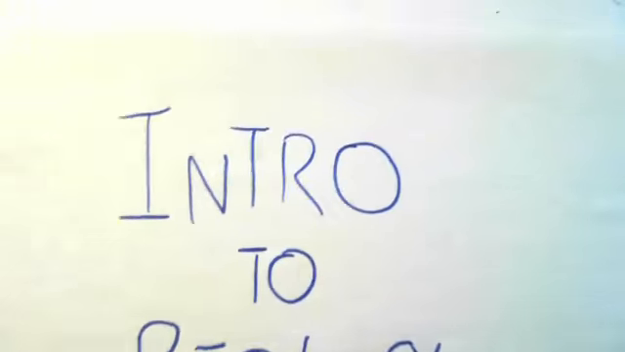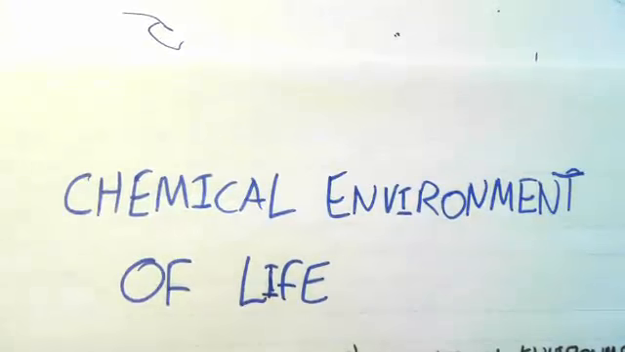So we'll dive straight into our first topic in biochemistry, and that's the chemical environment of life. It's quite important to consider what sort of chemical environment life exists in, because it has a profound impact on the chemical reactions that occur in life and the type of molecules we see occurring in living organisms and their role in living organisms.